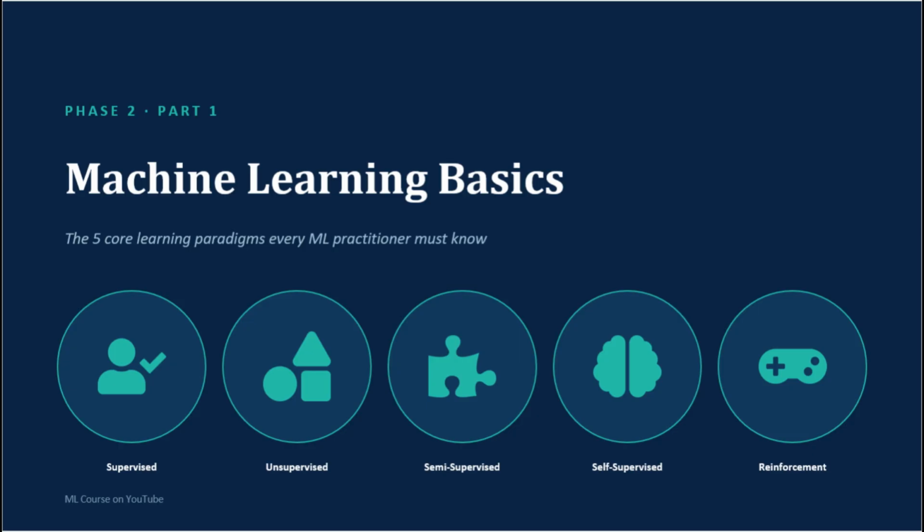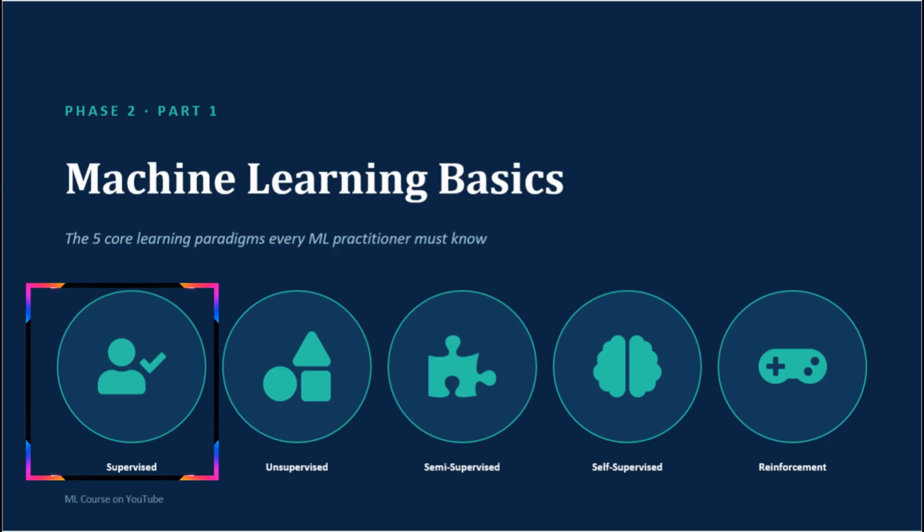In the previous videos, we discussed the complete roadmap of this course and finished Phase 1, where we learned how to pre-process data before feeding it into a machine learning model. Today, we're starting Phase 2, Part 1. And this is one of the most important parts of the entire course, because now we're entering the world of machine learning itself. In this video, you'll understand the 5 fundamental ways machines learn from data.